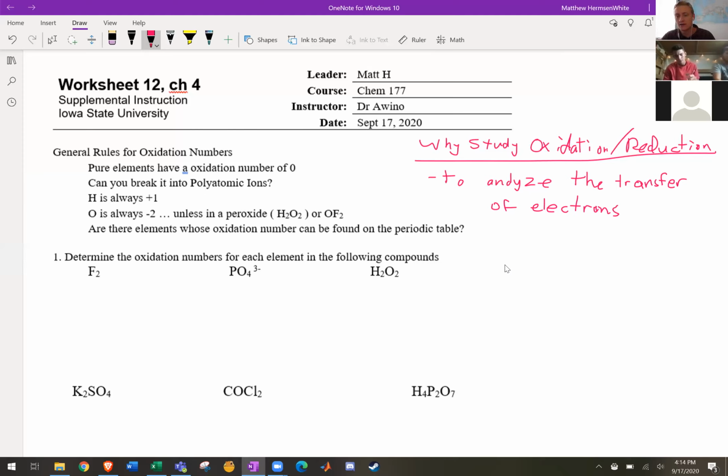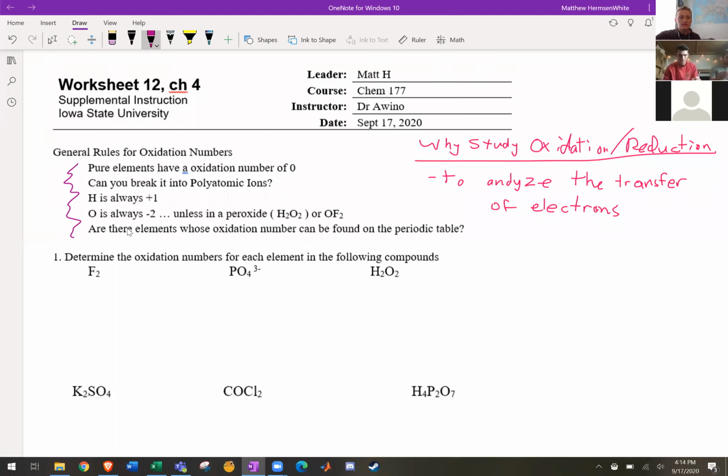Now, why do we care? Well, there's lots of applications where you would use this. For one, batteries. You're just running some sort of oxidation reduction reaction, and you can generate an electrical potential from those reactions. It's also related to light emission. Something like fireworks are oxidation reduction reactions. So we need to know what's going on with the electrons in these reactions to know what we can use them for.